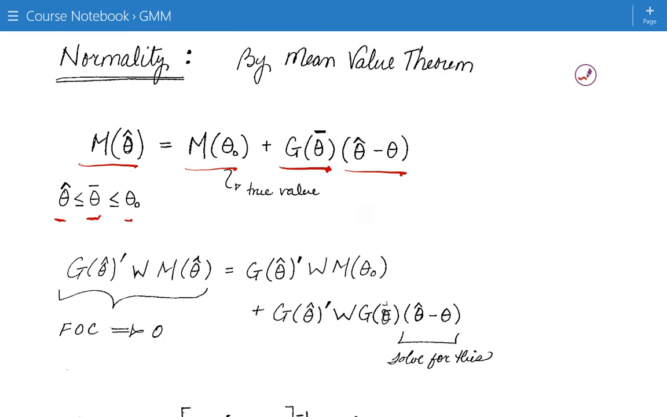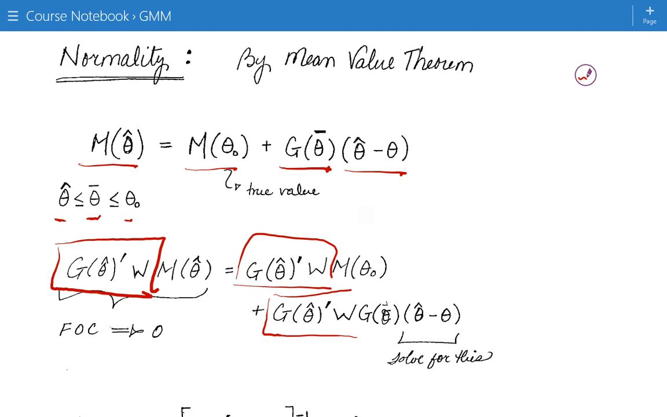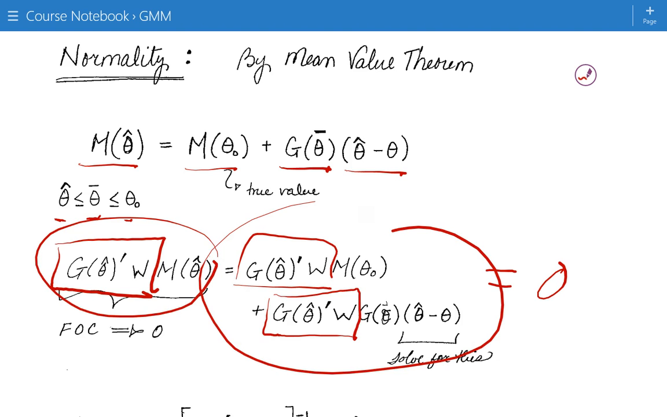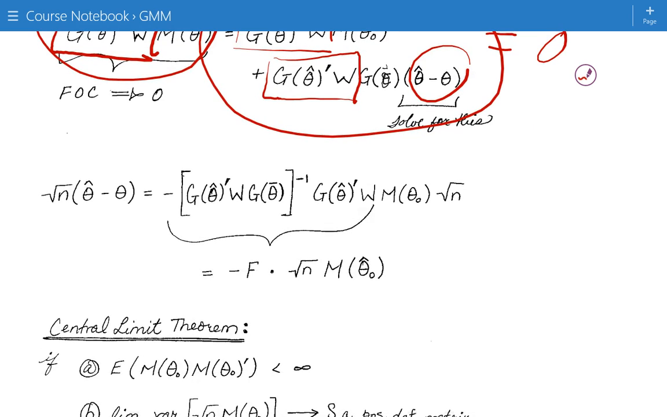If we were to multiply both sides by G transpose W, so you notice we did this with both sides, this first term by the first order conditions above for the maximum is equal to 0. And so this whole side here is equal to 0. We can solve for our theta hat minus theta. Multiply by the square root of n. We have the square root of n times theta hat minus theta is equal to minus (G transpose W G) inverse G transpose W times the moment conditions times the square root of n.